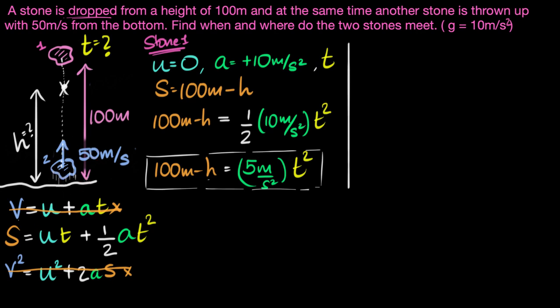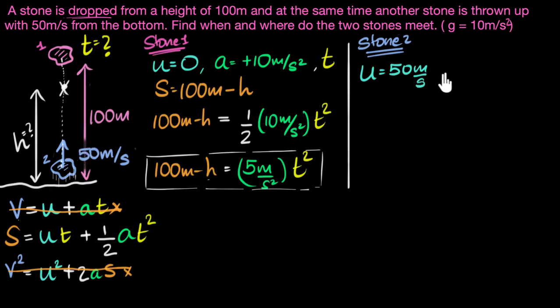Go ahead, give it a try. All right, so for stone 2, let's write the initial data. What is its initial velocity? Now it's not 0, it is thrown up with 50 meters per second.